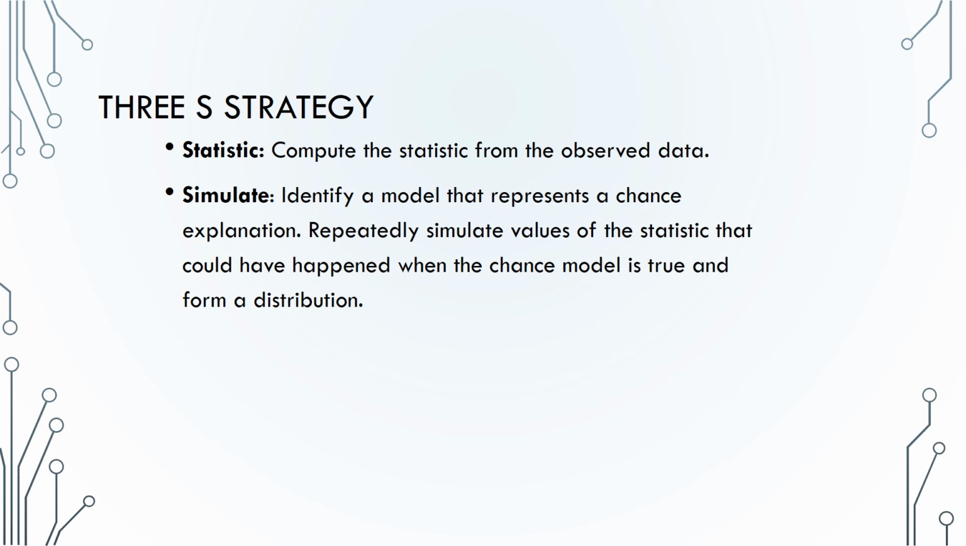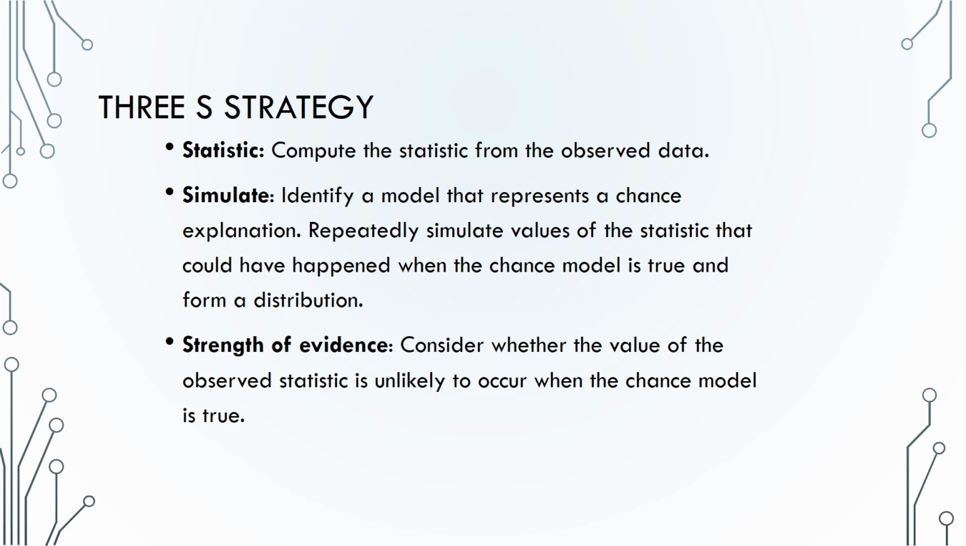The second S stands for simulate. Identify a model that represents a chance explanation. Repeatedly simulate values of the statistic. Remember, the number or proportion of your class which would correctly identify Bumba. That could have happened when the chance model is true, and form a distribution.